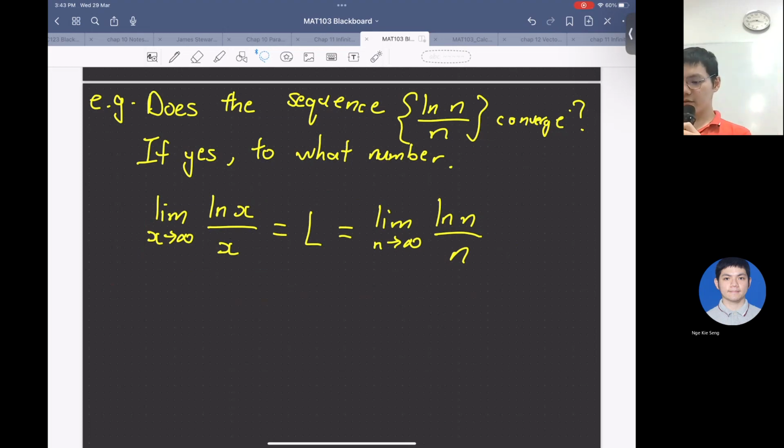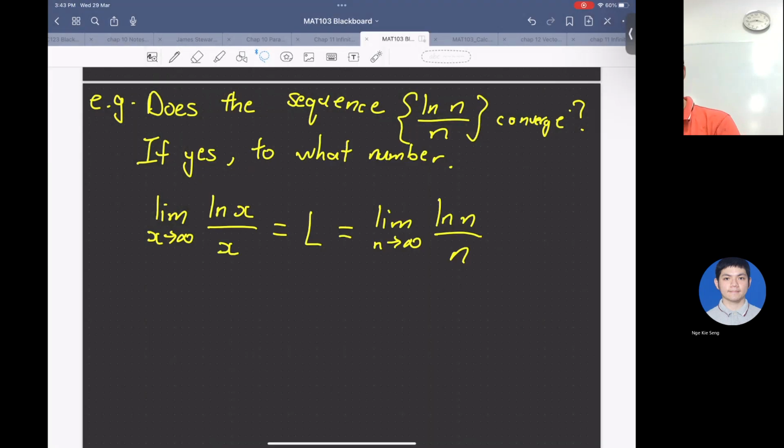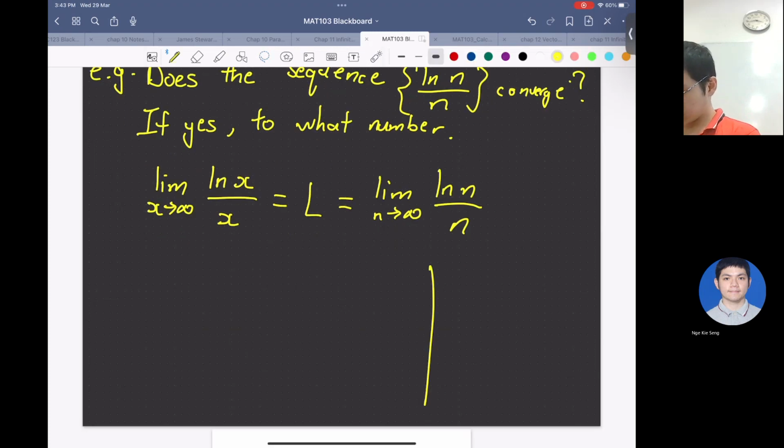So what's the condition to use L'Hopital's rule? Anyone remember what the rule for using L'Hopital's rule is? Indeterminate form. What do you mean? Not sure. This one is a bit different from my version. If I'm not wrong, I should write it here.